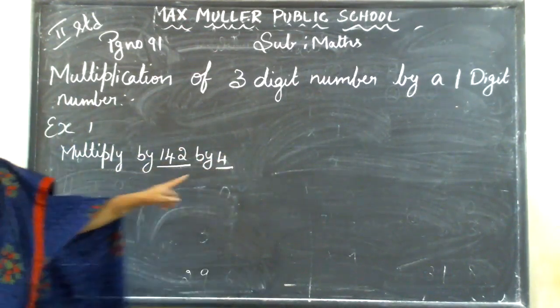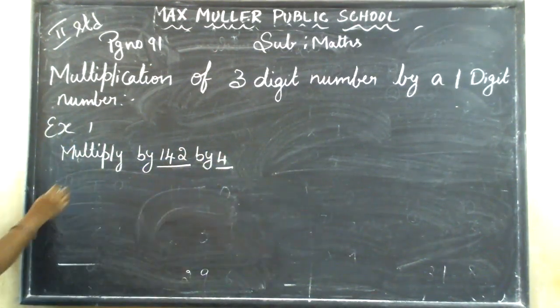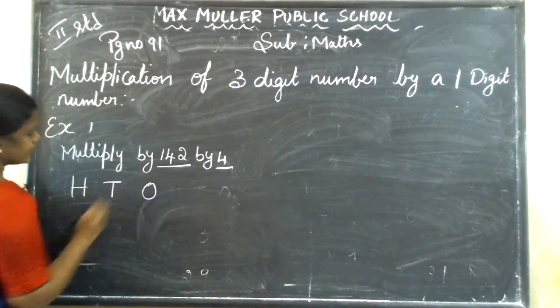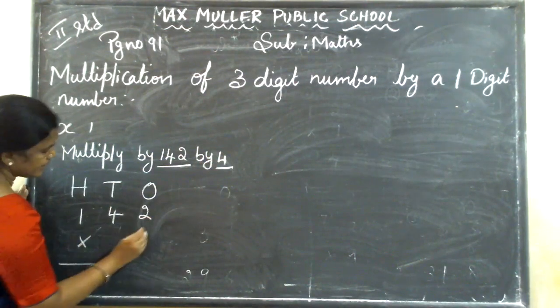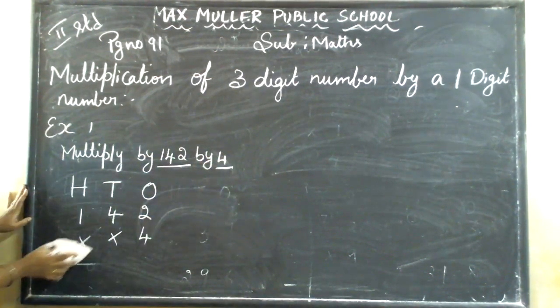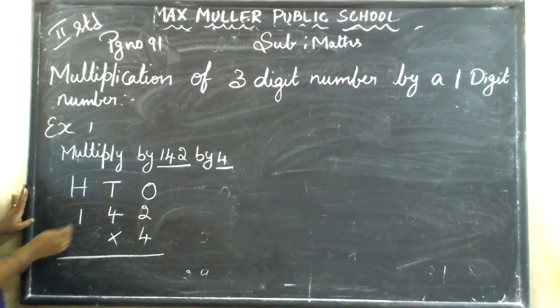You want to multiply this number by 4. First you want to arrange hundreds. 3-digit means hundreds, tens, ones. You will write 1, 4, 2. Multiplication by 4. With carrying we are doing the sums.